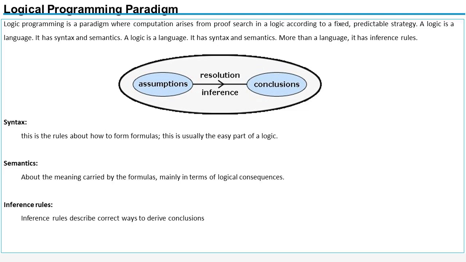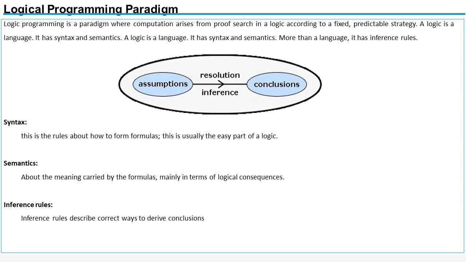A logic is a language. It has syntax and semantics. More than a language, it has inference rules. Now, syntax. This is the rules about how to form formulas. This is usually the easy part of the logic. Semantics: about the meaning carried by the formulas, mainly in terms of logical consequences.